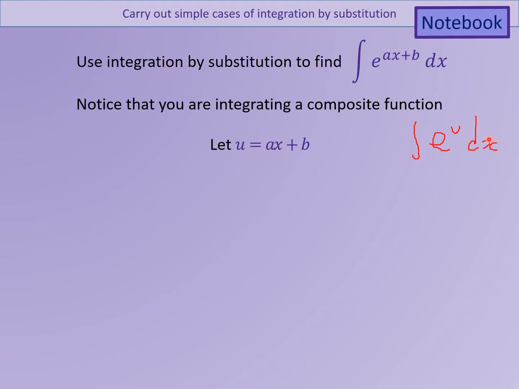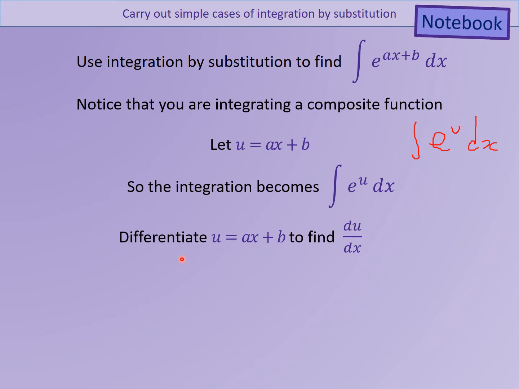Okay, so how could I get this dx to be du? The answer is I'm going to have to differentiate. So I'm going to differentiate u equals ax plus b to find du over dx. Now if I do that, as you can tell, if I differentiate this part, I'm going to end up with just a. And because I end up with just a, I can now rearrange this differentiation equation. I can take the dx to that side, and I can then divide by a. So just make sure you're happy where this comes from. I've taken the dx over that side and got du equals a dx, and then I've divided by a to get dx on its own equals 1 over a du.